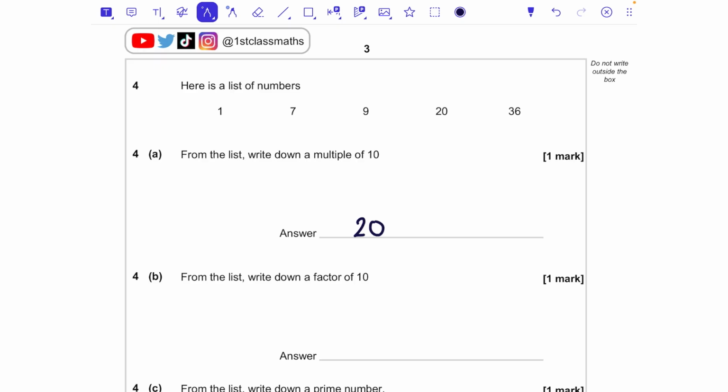So for 4 part B, from the list, write down a factor of 10. This time, we want numbers that fit into 10 an exact number of times. Our factors of 10 are 1, 2, 5 and 10. So the only number from the list that we can use is 1.